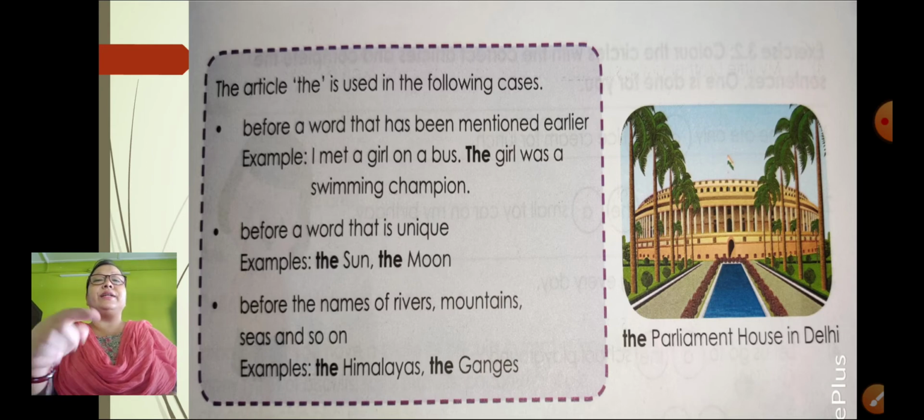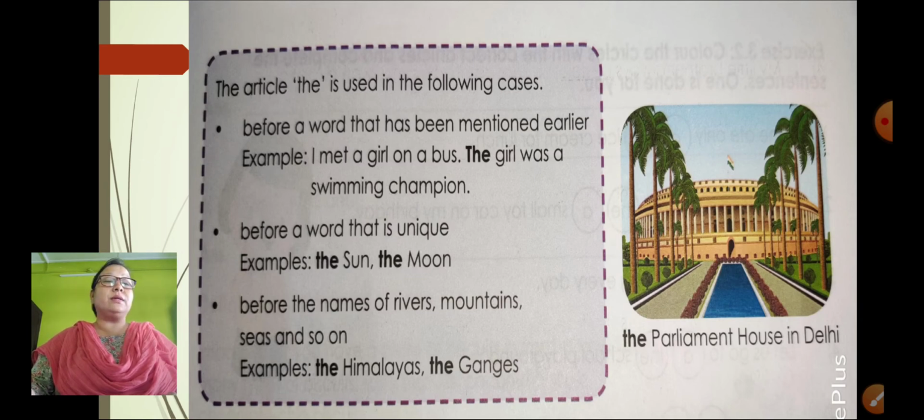That's written in the example here in the book. I met a girl on a bus. The girl was a swimming champion. Clear? For example, we have a test tomorrow. We want to do well in the test. So, the is a definite article used to point out a noun. We use the when a person, place, animal or thing is mentioned a second time.